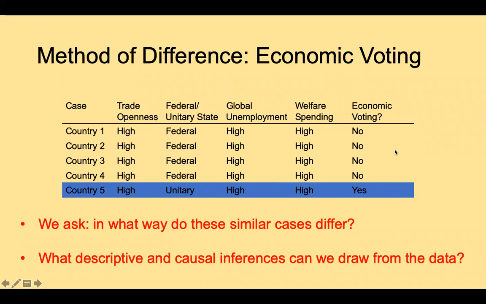And when we do this research, collect this information, determine the value that each country takes for each variable, and enter our information in our table, we can then ask the following questions. In what way do these similar cases differ? And moreover, what inferences can we draw from the data based on what we see here? In what ways they differ according to the information that we collected. So we're looking at this and we're using our method for clues as to why the cases differ.